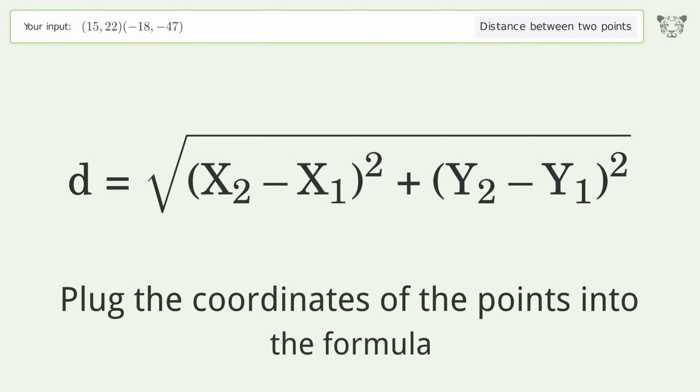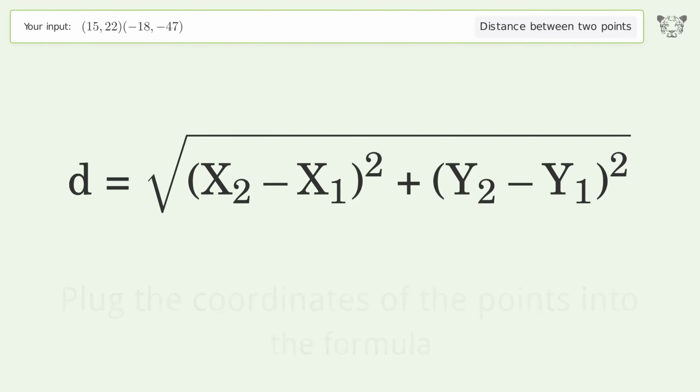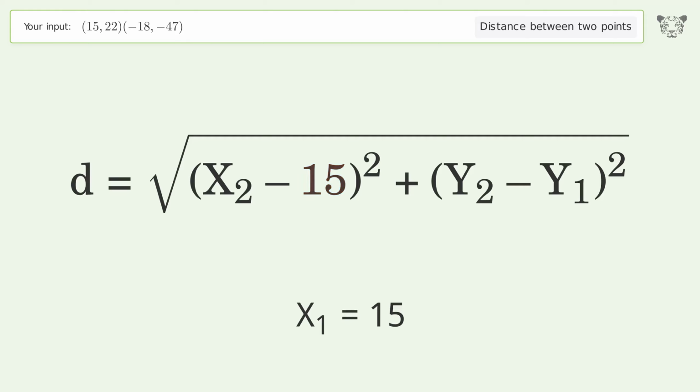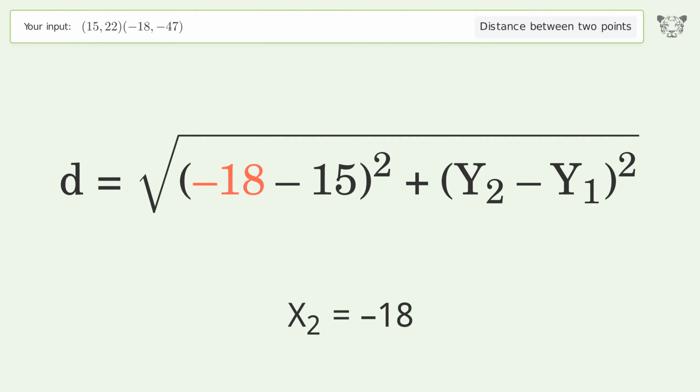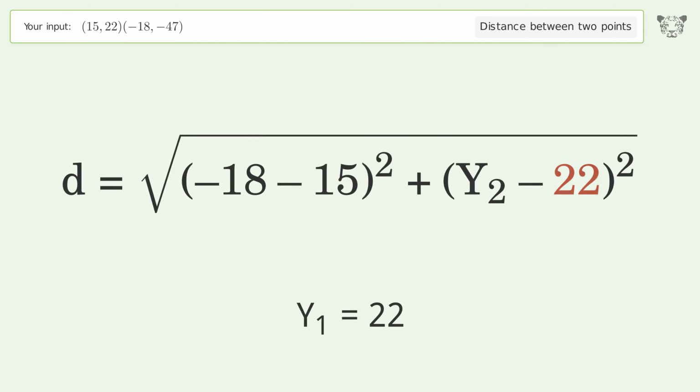Plug the coordinates of the points into the formula. x1 equals 15. x2 equals negative 18. y1 equals 22. y2 equals negative 47.